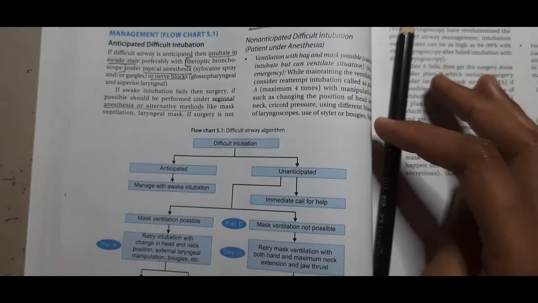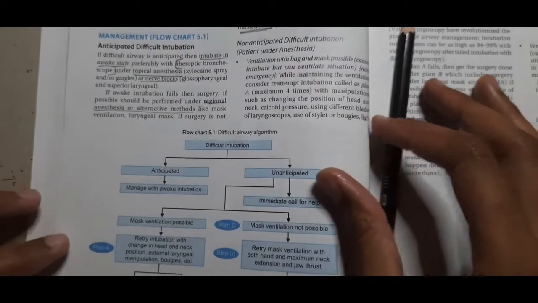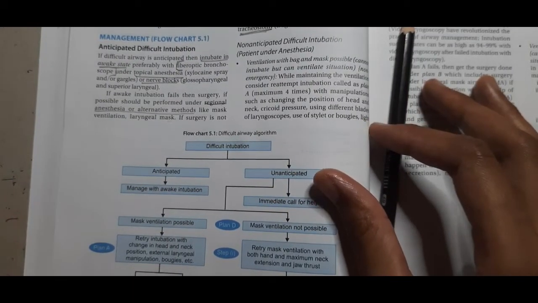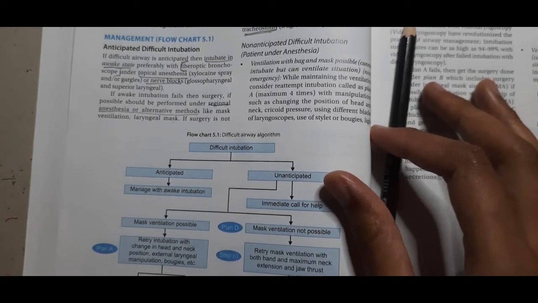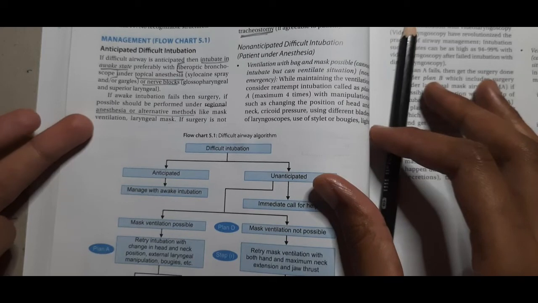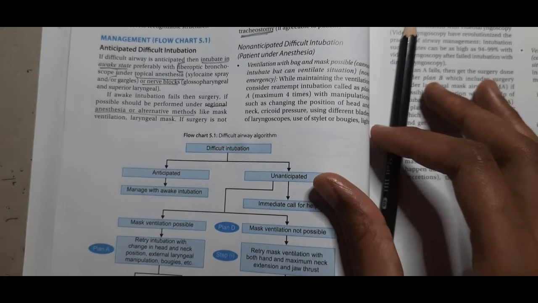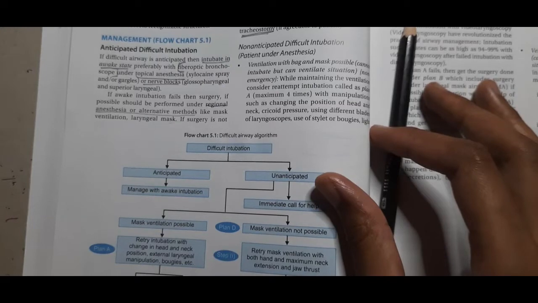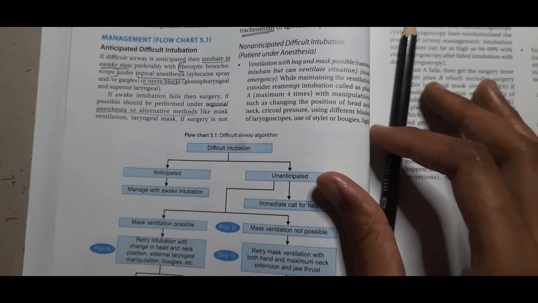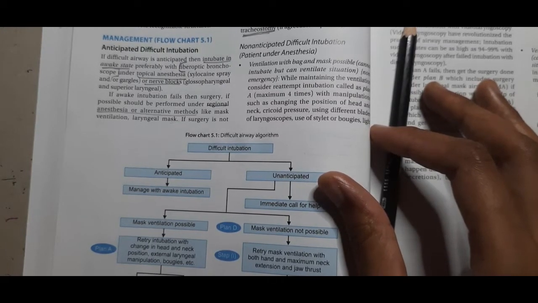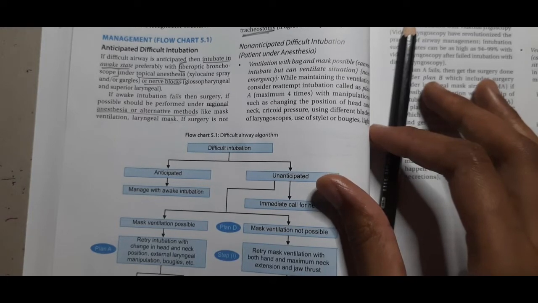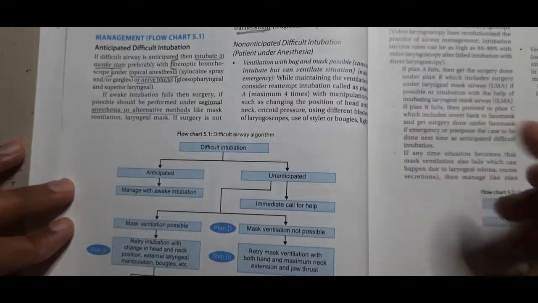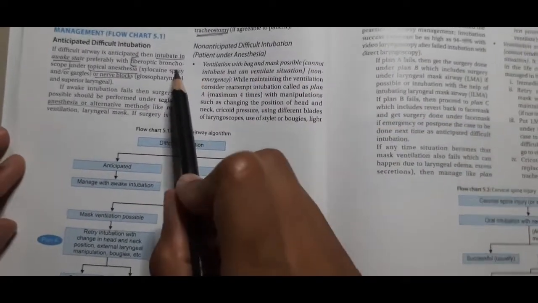difficult intubation. So you must note there are 3 points under anticipated difficult intubation. Intubation is done in the awake state with a fiber optic bronchoscope under topical anesthesia or nerve blocks. If awake intubation fails, then they perform certain regional anesthesia or alternative methods like mask ventilation and laryngeal mask. And if it is still not possible to do mask ventilation or laryngeal mask ventilation, then they go with tracheostomy as the last resort. That is anticipated difficult intubation.